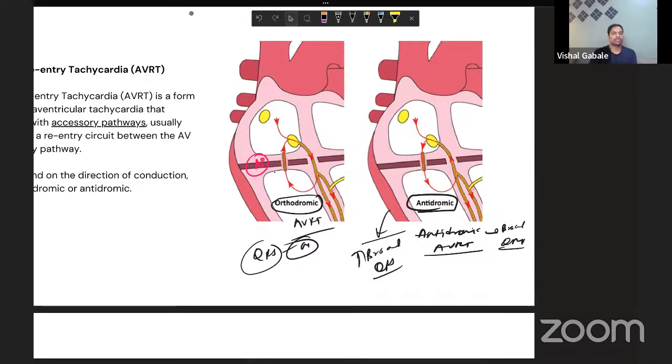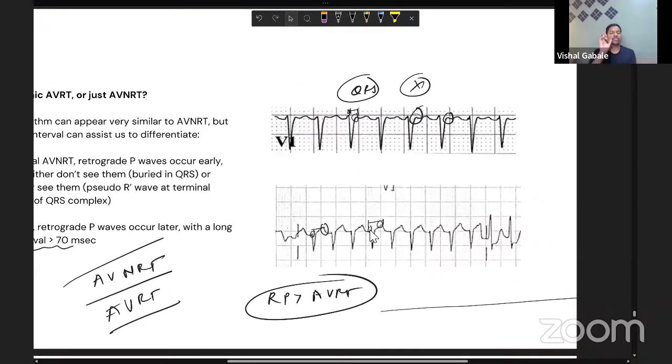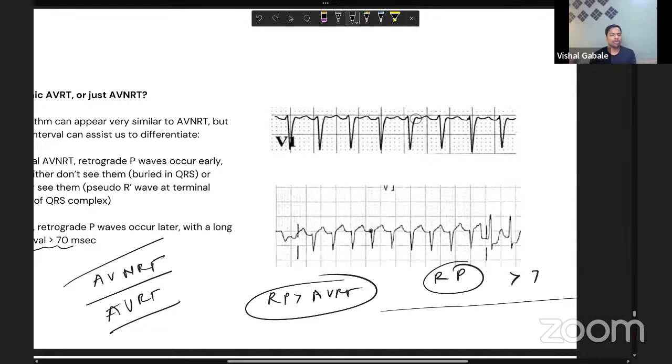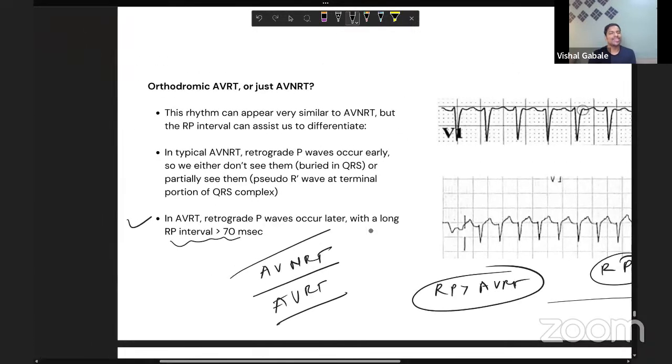Got it? Simple. So here you got it that in case of your V1, basically in case of your AVRT, your P wave will not be exactly embedded in the QRS complex like AVNRT. Also, the RP interval is more prolonged, that is more than 70 milliseconds, in case of AVRT.